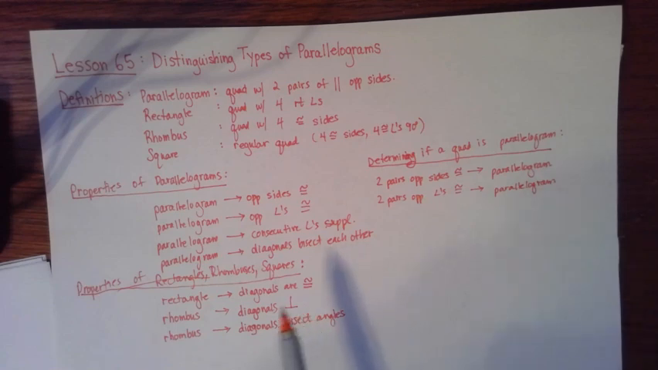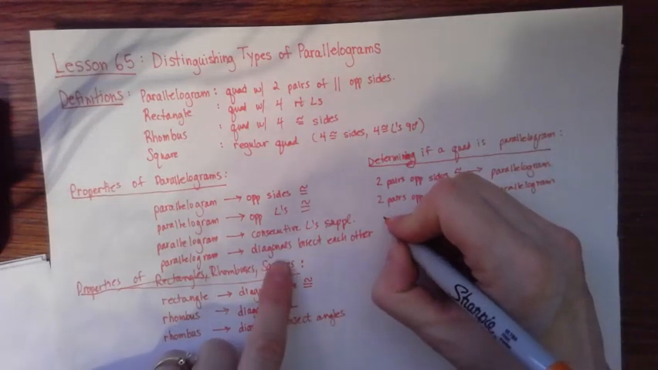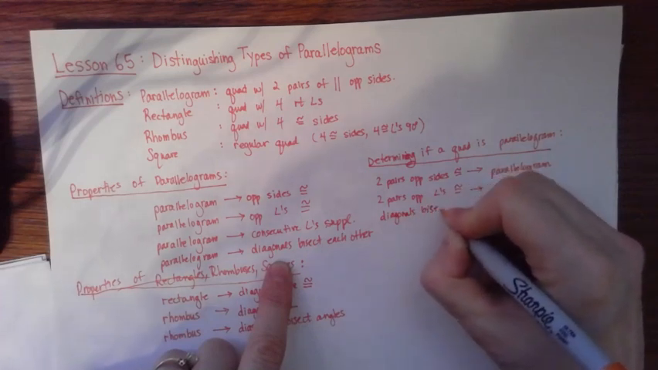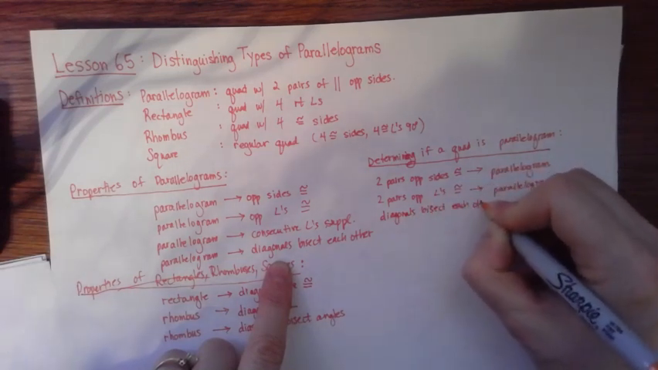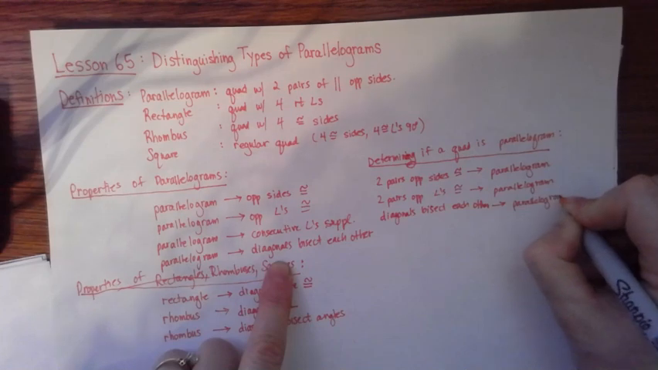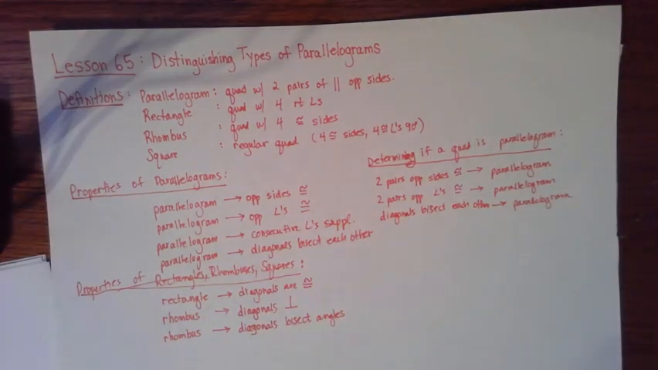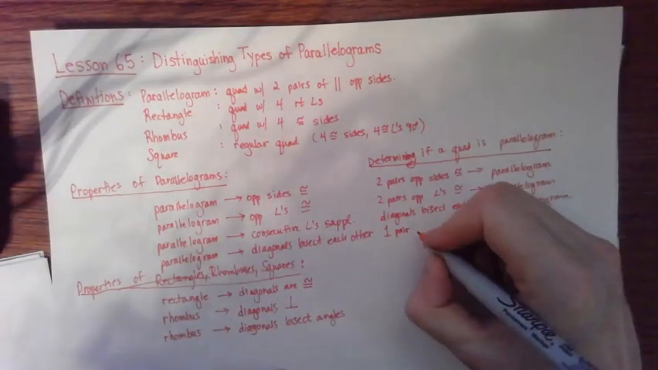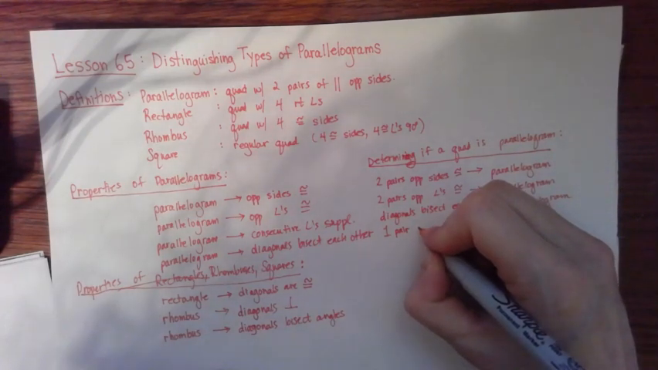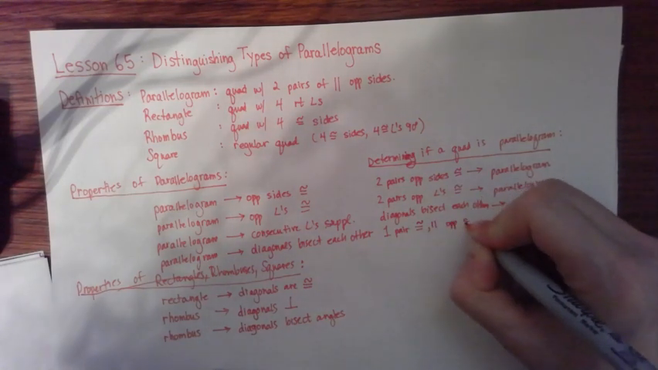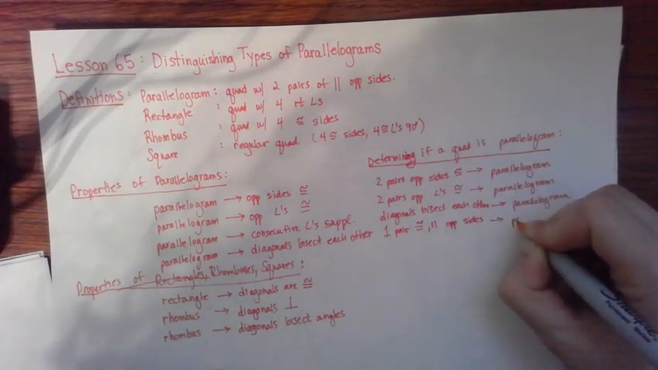Okay. We don't have the converse of this one. We do have the converse of this one. If the diagonals bisect each other, then it's a parallelogram. Okay. And our last one was if we have one pair of congruent parallel opposite sides, then it's a parallelogram.